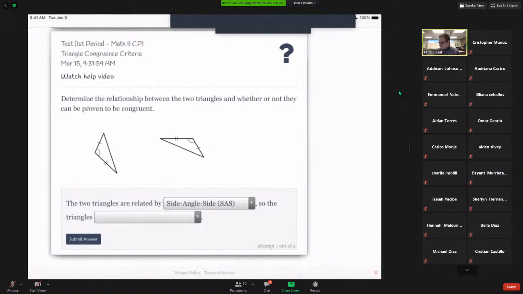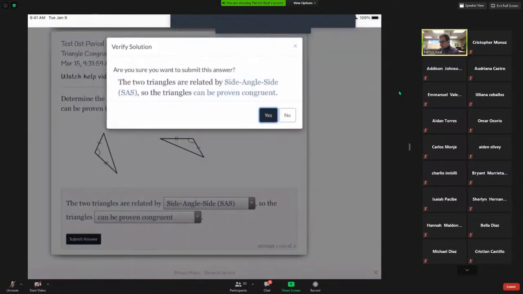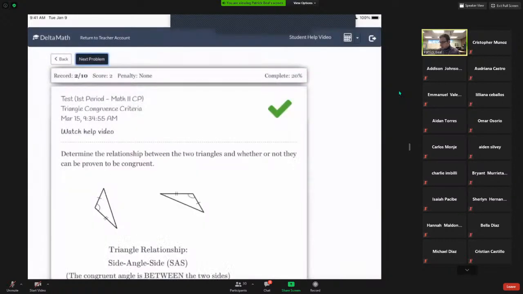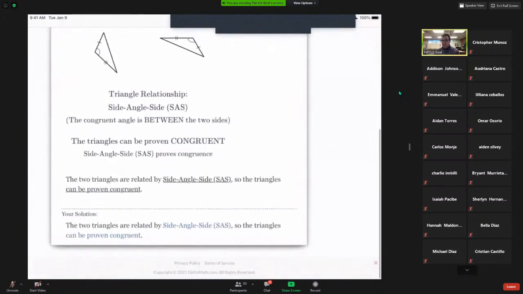Yes, it does. Very good, Seth. So this does work. So that means that they can be proven congruent. We submit our answer, and we're good to go. All right.